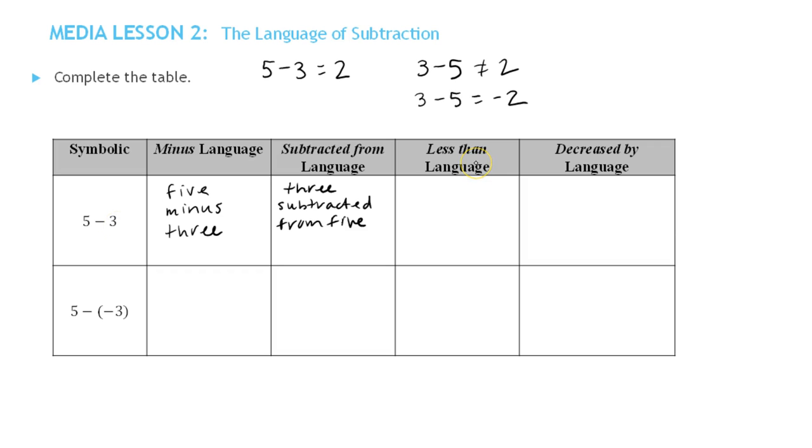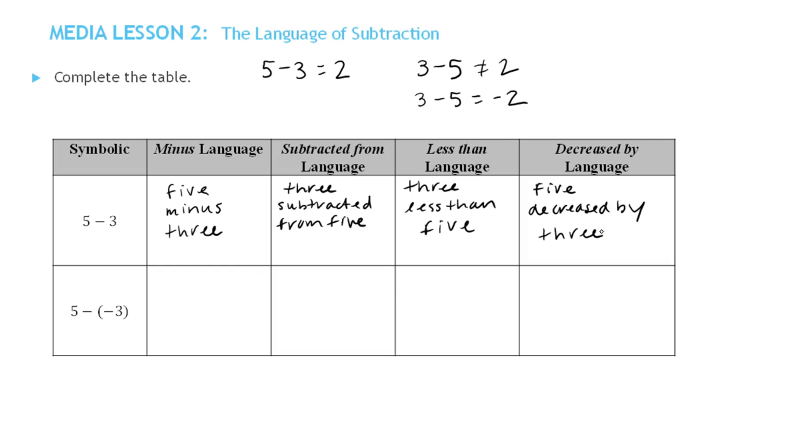Now we also use less than language. Here we would say 3 less than 5. So we're taking away the 3 from the 5. So 3 less than 5 is how we say this expression using less than language. And again, just like subtracted from language, the order that we write this in words is reversed from the symbolic order. And finally, decreased by language. Here we'd actually start with the first number. So this is 5, and then we decrease it by, so decreased by 3.